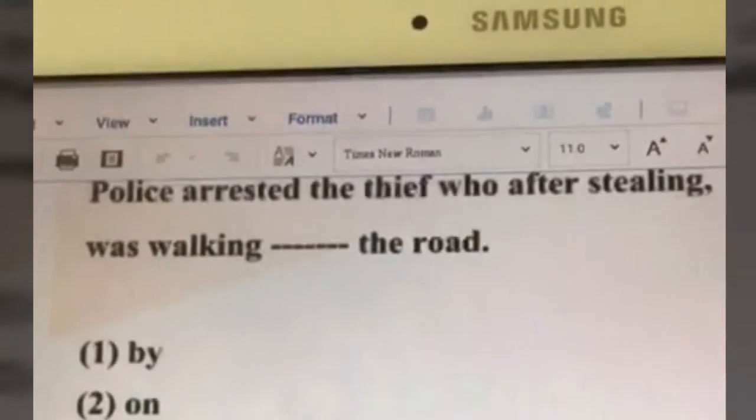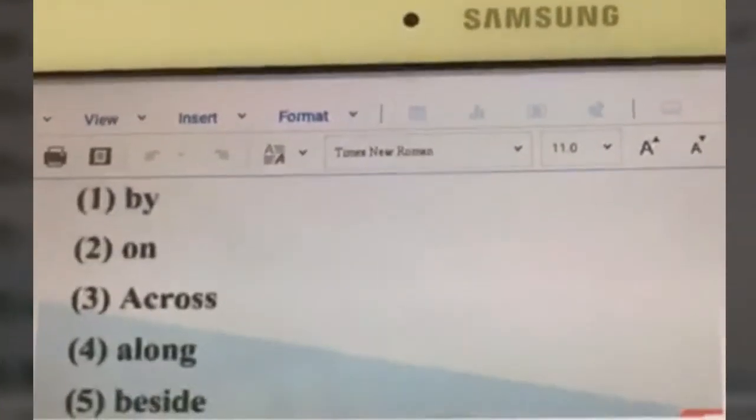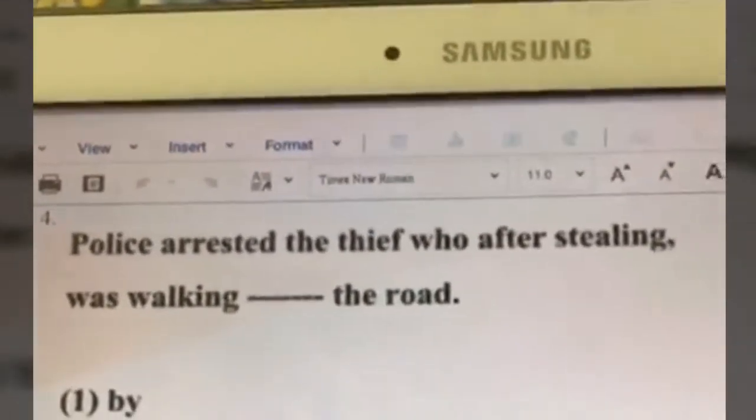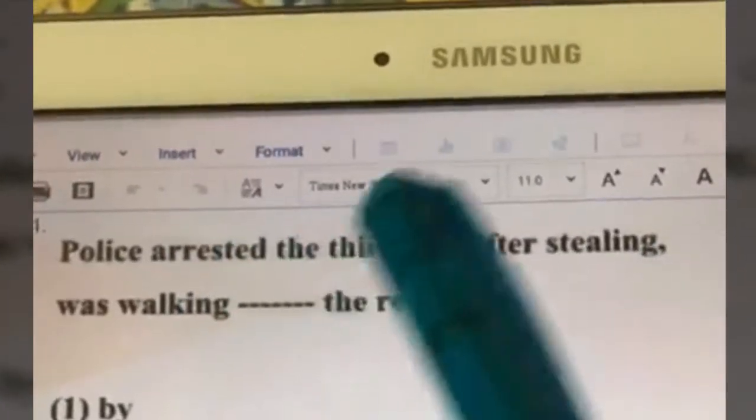Now let me tell you one thing. All of these options are correct. We can use by, on, across, along, beside. But which one should I use here? Look at the meaning of the sentence. Use your common sense. Police arrested the thief who after stealing was walking dash the road.